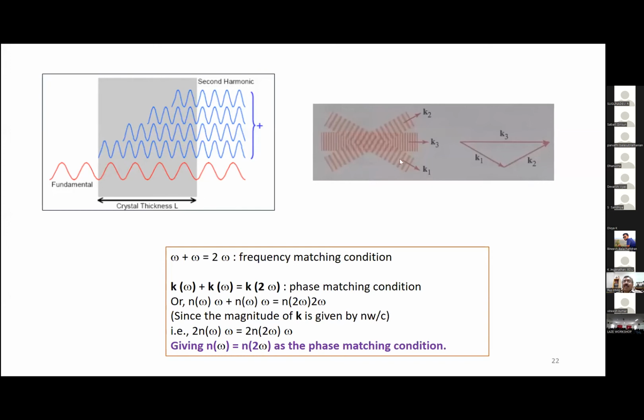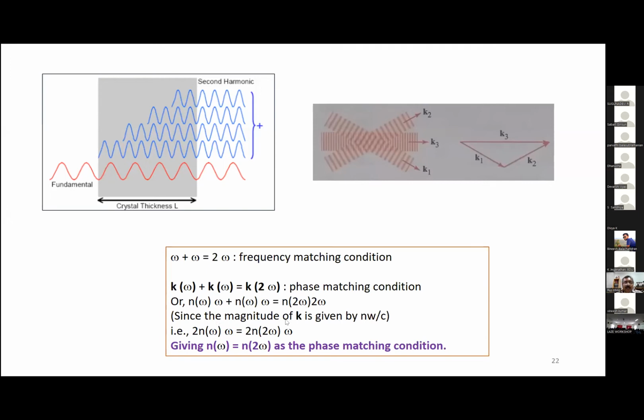So if this is k1 and if this is k2, then k3 has to go in the vectorial resultant direction. So in vector form, we draw like this. K1 goes like this, K2 goes like this. So this is equivalent to K3 going like this. So when you say omega plus omega is 2 omega, that is satisfied here.